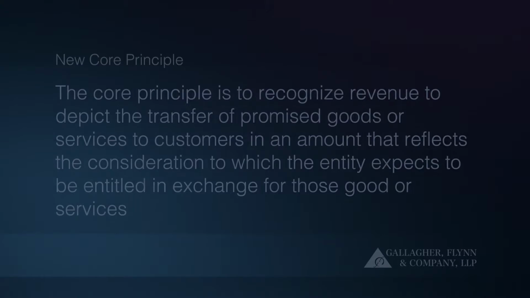So this new core principle, you'll notice, is focused on the transfer of control as opposed to being focused on the transfer of the risks and rewards of ownership. You'll also note that the concept of the total consideration that an entity expects to be entitled to has been incorporated into this principle. Previously, the accounting standards have only allowed for inclusion of consideration that was fixed and determinable. This new concept of variable consideration may have a significant impact on how companies recognize revenue.